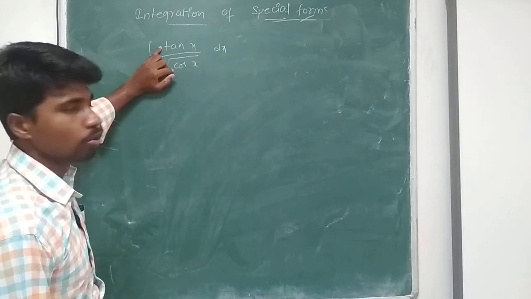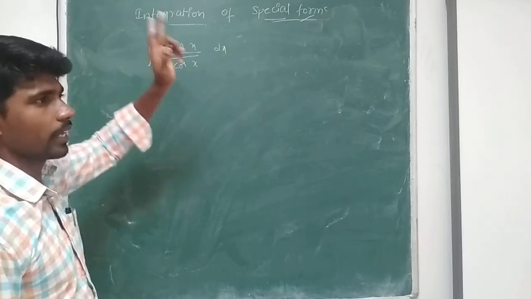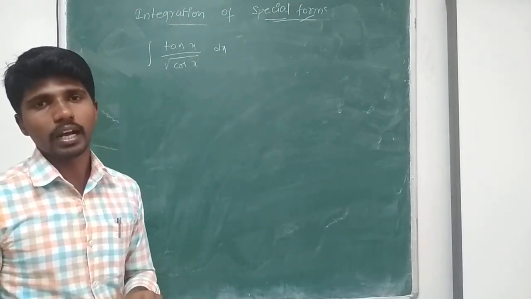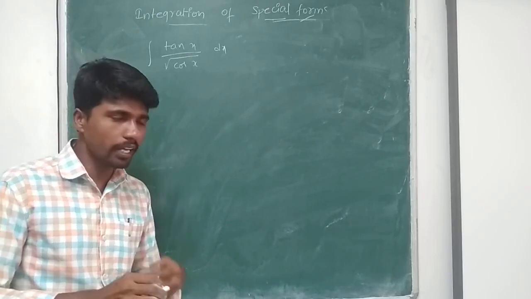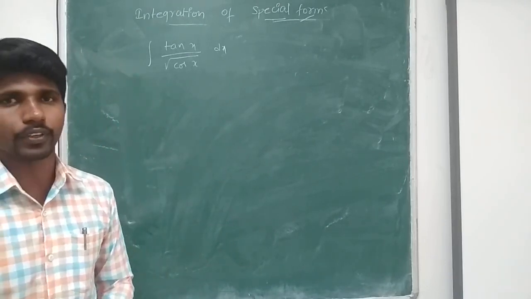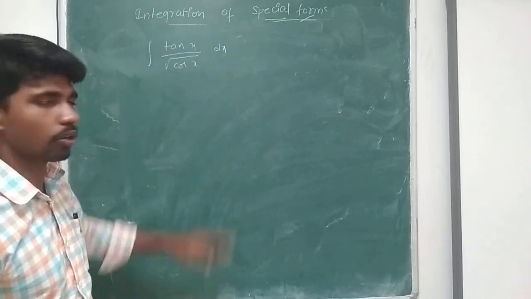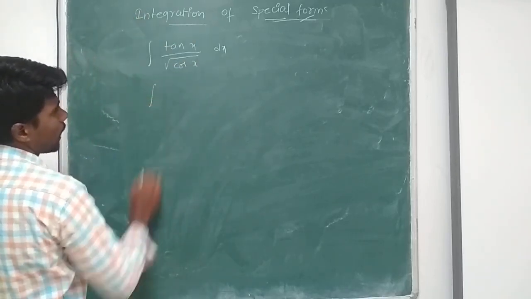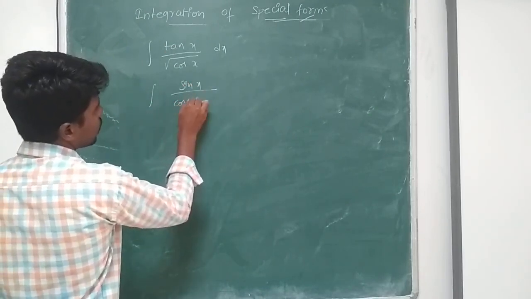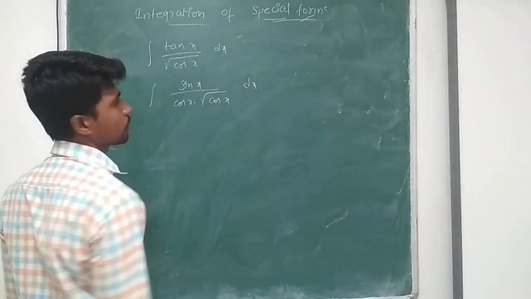So what I can do is convert this tan in terms of sin and cos. Then we can identify that the derivative of sin x is cos x and the derivative of cos x is minus sin x. So there we have a chance to interrelate f dash of x and f of x. So I have to convert this tan x into the form sin by cos. Then what do I get? I get integral of sin x by cos x into root cos x dx.